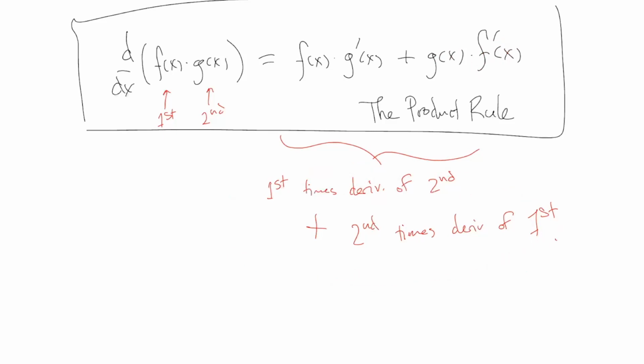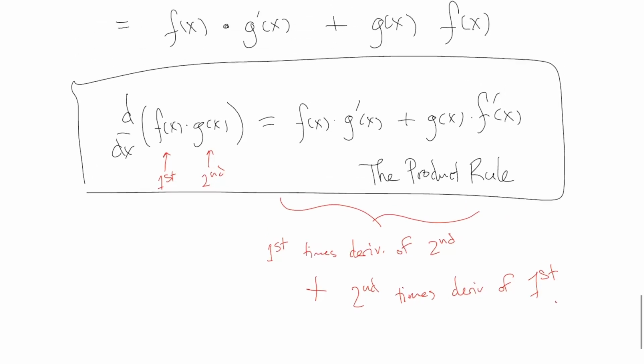I don't really think of it in terms of f's and g's. I just say it's the first times the derivative of the second plus the second times the derivative of the first. I find this fairly easy to remember. All right? That's the product rule. And provided you can remember the formula, it's pretty easy to use.